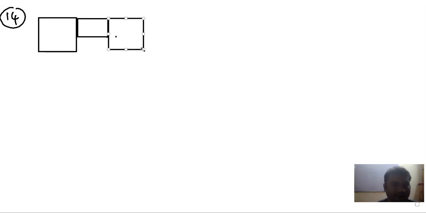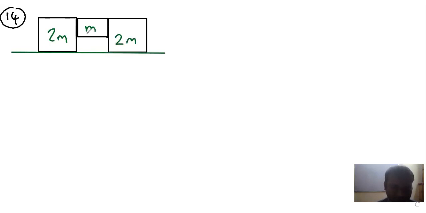So three masses are as shown in the diagram. They are kept on a horizontal surface, which I am showing in green color. The masses are 2m, m, and 2m. There is a force capital F which is applied on this mass. So this is mass A, B, and C.